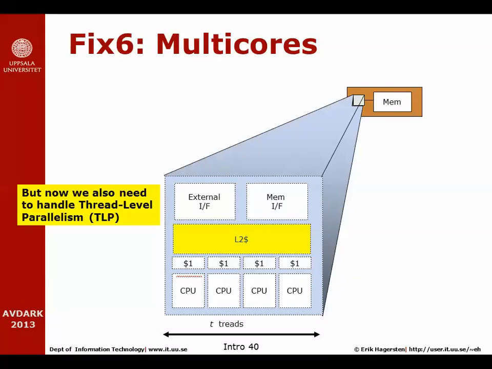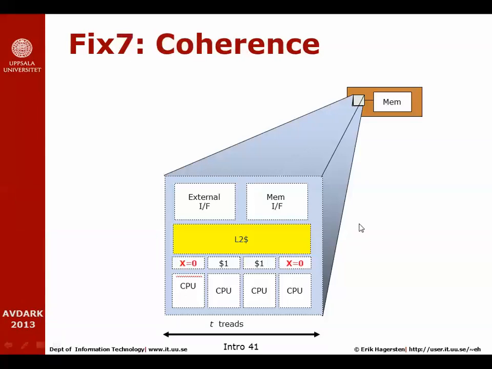But now we have to start to deal with and handle new problems that come from what's called thread level parallelism. So in order for these CPUs to work together on the same kind of problem, we have to create some kind of thread level parallelism, and that also introduces new problems that we need to fix. One such problem is coherence.